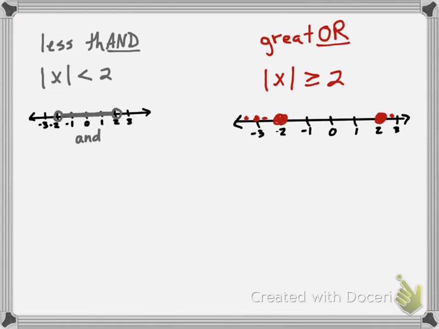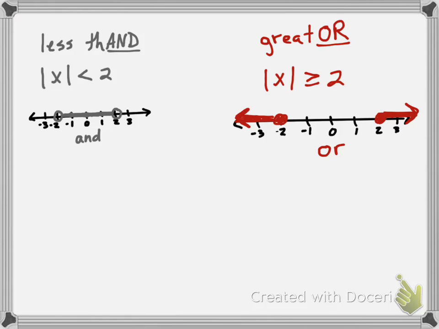Like negative 3 and positive 3 and 10 and negative 10 and all those. So that gives me an or statement. Okay, so anytime the symbol is less than, you get an and. Anytime the symbol is greater than, you get an or.